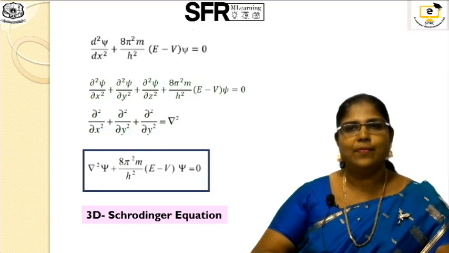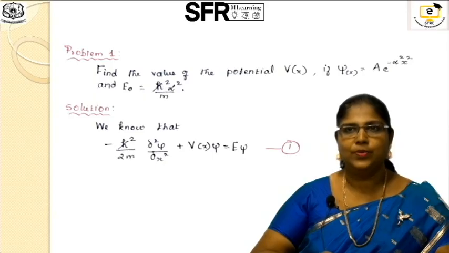And now, I am going to discuss a small problem for you, which is generally asked in competitive exams. The problem goes like this. Find the value of the potential energy V if ψ equals A e^(−α²x²), and the value of E₀ is given, which is ħ²α²/m. Here I wanted to place on record the meaning of this ħ. ħ is nothing but h by 2π. Having this in mind, we can very easily solve the problem.